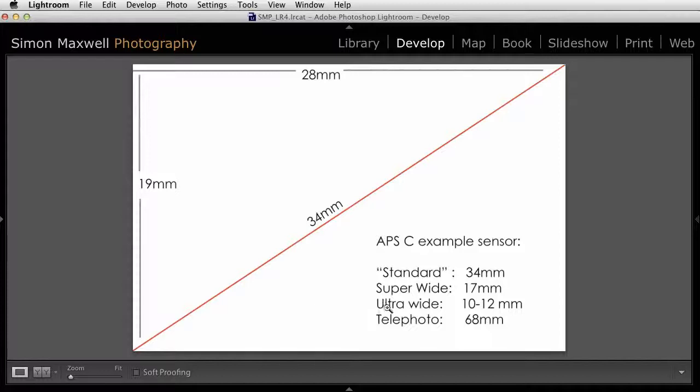If you wanted to go really ultra wide, you're down into the 10 to 12s. I think the Tokina or the Sigma lens, that nice zoom lens that they do, will take you right down to those really small numbers. And again, 10 to 12 is about a third of your diagonal measurement.